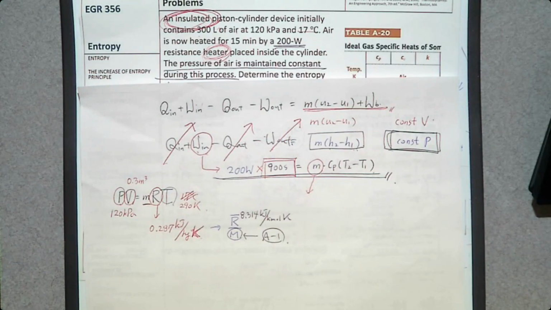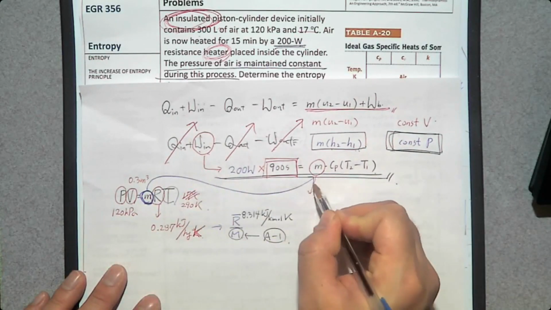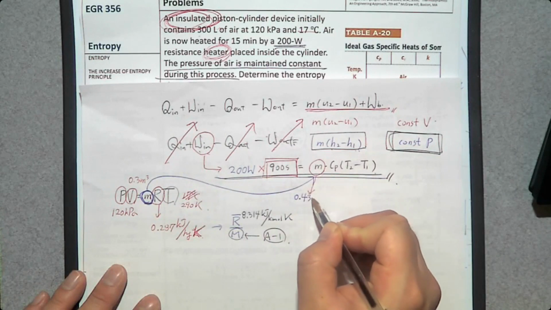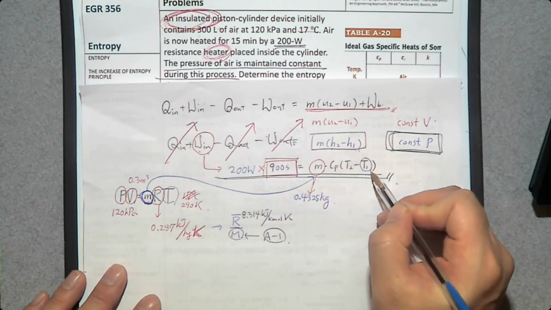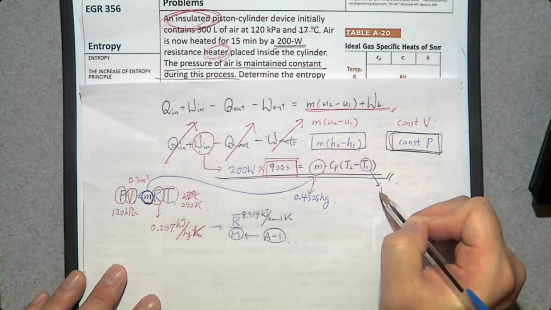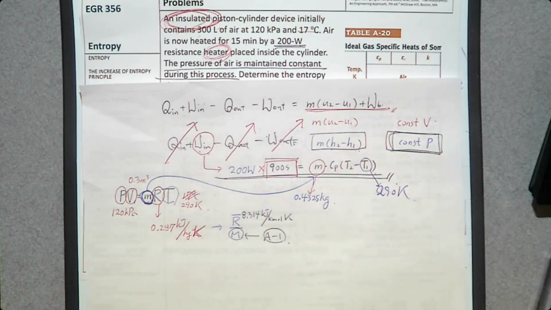And what is the mass? 0.4325. So this mass goes here, 0.4325 kilogram. What is the temperature? Initial temperature, 17, so let's say 290 Kelvin. Then, can you determine the final temperature? Yes, if you know the specific heat. Then where is the specific heat?